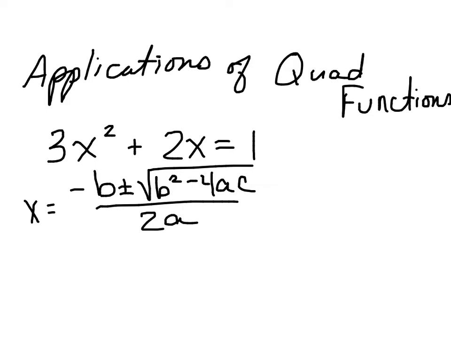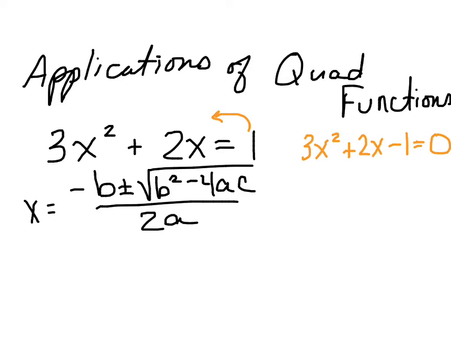So in order to use this, the first thing you're going to do is make this equal to 0. So using the yellow, I'm going to move this 1 over to the other side. So I'm going to have 3x squared plus 2x minus 1 equals 0. I had to subtract the 1 to the other side just to make it easier to handle. Plus, with the quadratic formula, you've got to make sure it's equal to 0.